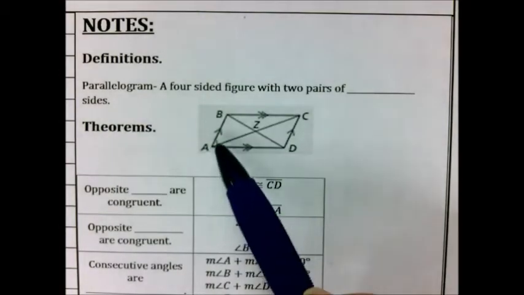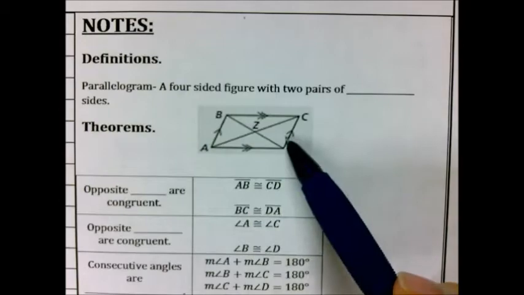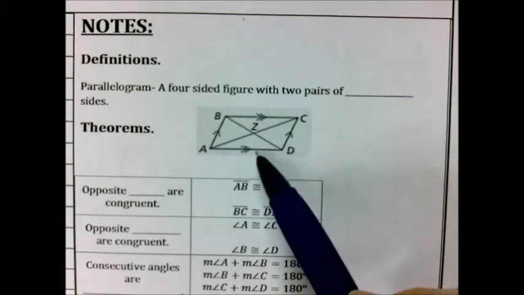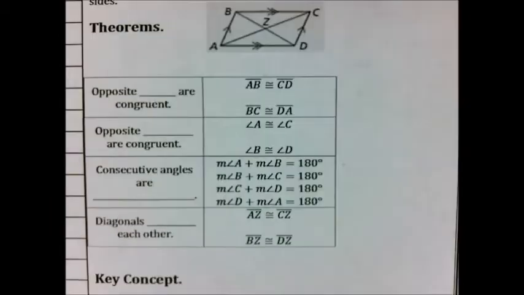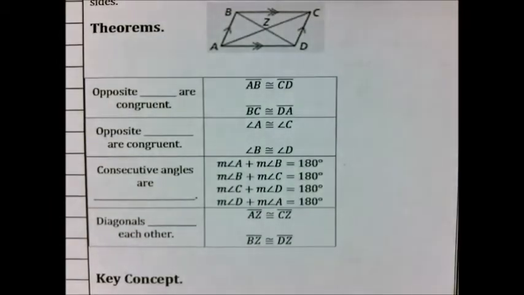And we can see right here we have a parallelogram. The two sides, these two are parallel, and then these two are parallel. So this makes that a parallelogram. There's four main theorems we're going to talk about today involving parallelograms.